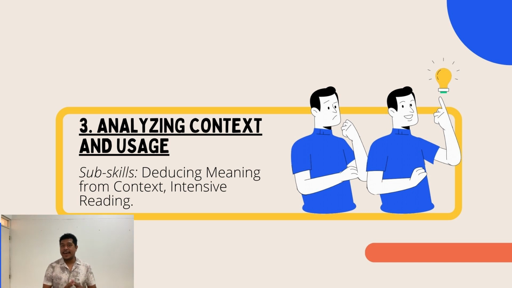After that, you're going to be analyzing context and usage. You're going to be rereading those key terms and observing how they are used in context, identifying some collocations and phrases that commonly accompany each term. And here you'll be practicing deducing meaning from context and also improving your intensive reading skills.